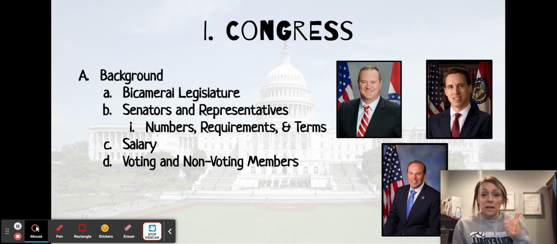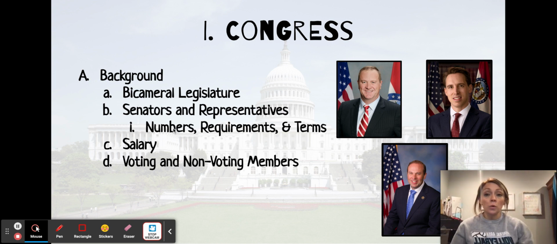First, we need to know that Congress is a bicameral legislature. And we've talked about this phrase before, but make sure that you know, and in your notes you put that bicameral legislature means two houses or two chambers. So that means we have the House of Representatives and the Senate. Both of those together make up Congress.